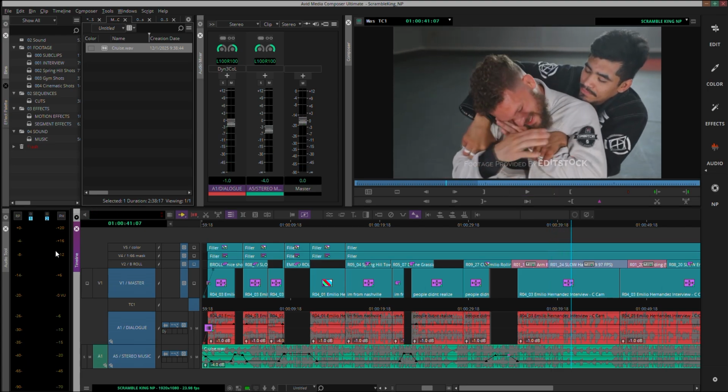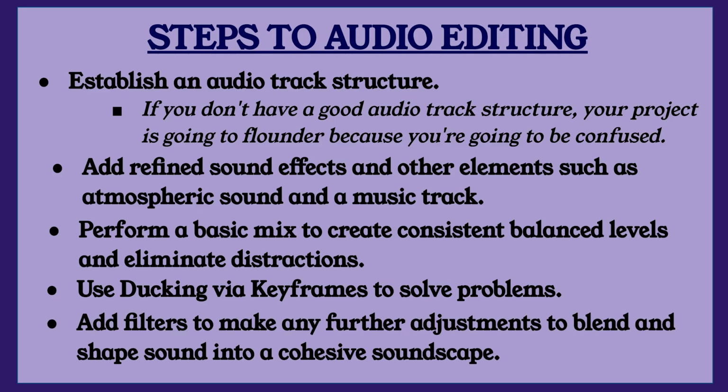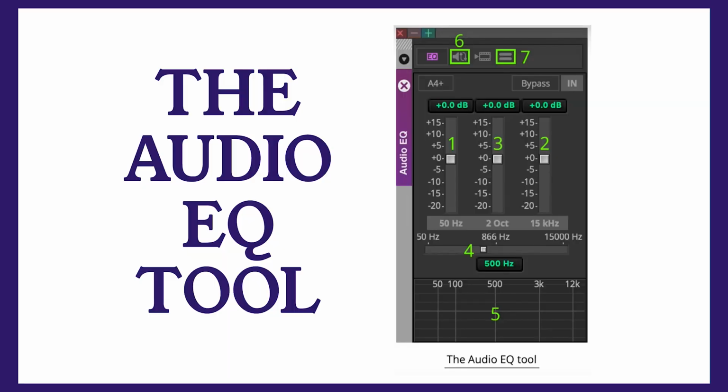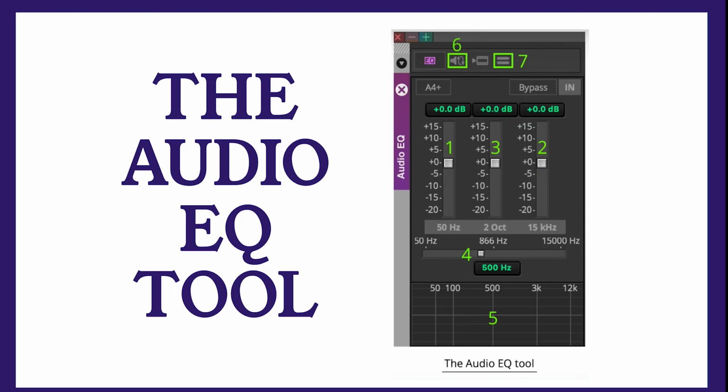That's pretty good. Okay, last but not least, we're going to add filters to make any further adjustments to blend and shape our soundscape. And this is when we're going to learn a little bit about the audio EQ tool. Just like before, this is just like the audio mixer where Avid has given us a breakdown of everything. So let's look at the numbers. Super technical and boring, but here we go.